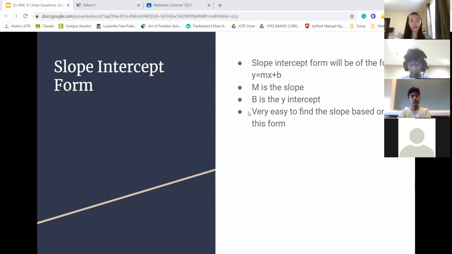Anyways, all right. As we said earlier, slope-intercept form is y equals mx plus b. m is the slope and b is the y-intercept. This is usually going to be the most convenient way to do anything involving a line, whether it's graphing, finding the slope, or finding the intercept. This is usually what you want to do.